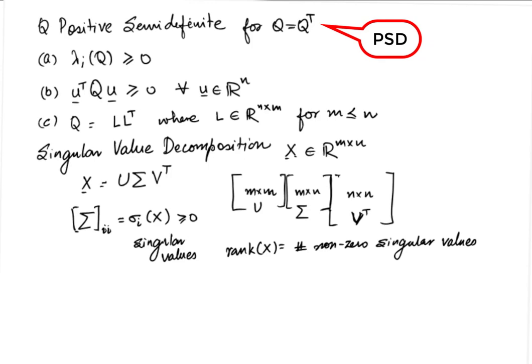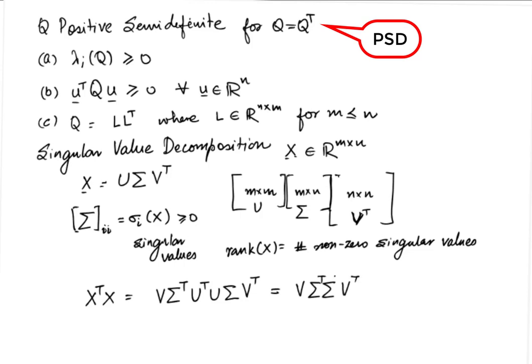The singular value decomposition and the eigenvalue decomposition are closely related. In fact, consider the matrix X transpose X, which is a square and symmetric matrix. If we substitute the singular value decomposition of X here, we obtain V sigma transpose U transpose U sigma V transpose. Recall that U is orthogonal, so U transpose U is identity. Therefore, the expression becomes V sigma transpose sigma V transpose.